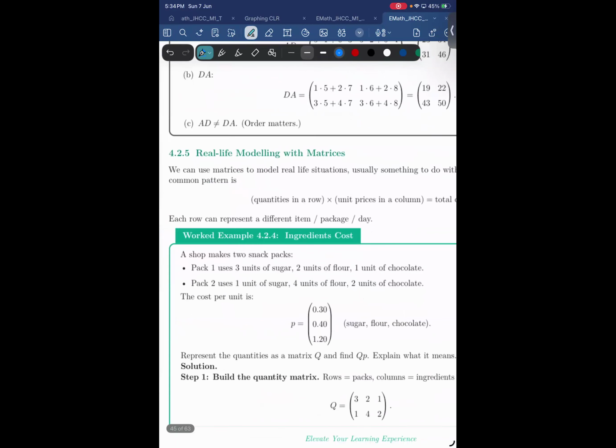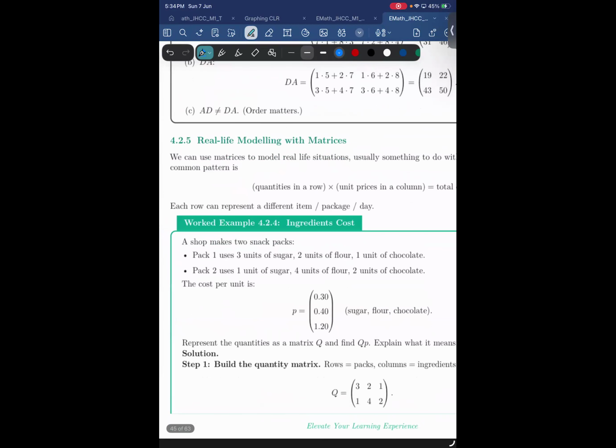Okay, then what is the use of matrices? As mentioned, the real use of matrices is to model real life situations. Usually money, inequalities and stuff.